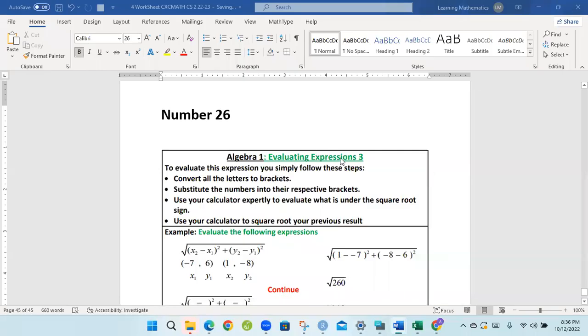Evaluating expressions, part 3. Evaluating expressions: you create brackets with the letters, you substitute into the brackets, and you simplify. Here we have an expression, but actually it is part of the formula for the length of a line, which is the square root of x2 minus x1 all squared plus y2 minus y1 all squared. So let's create brackets with the letters.